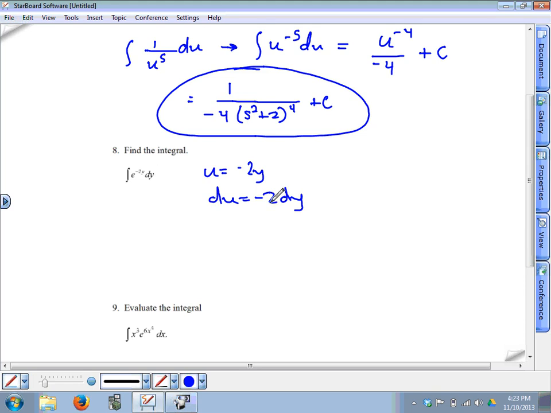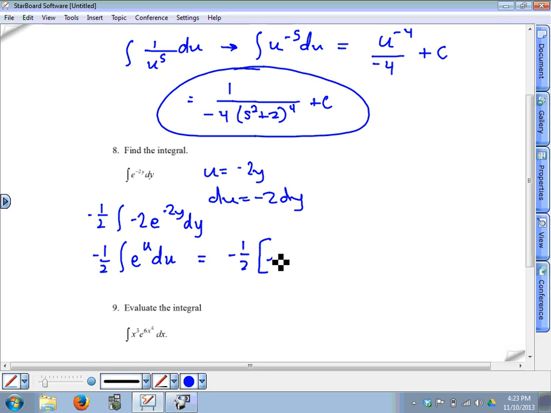So we have a dy, but we don't have that negative 2, so we need to change the integrand into negative 2 times e to negative 2y dy, and then multiply it by negative 1/2 in front. So now the integral turns into negative 1/2 times the integral of e to the u du, which is negative 1/2 times e to the u plus c, which turns into negative 1/2 times e to negative 2y plus c.